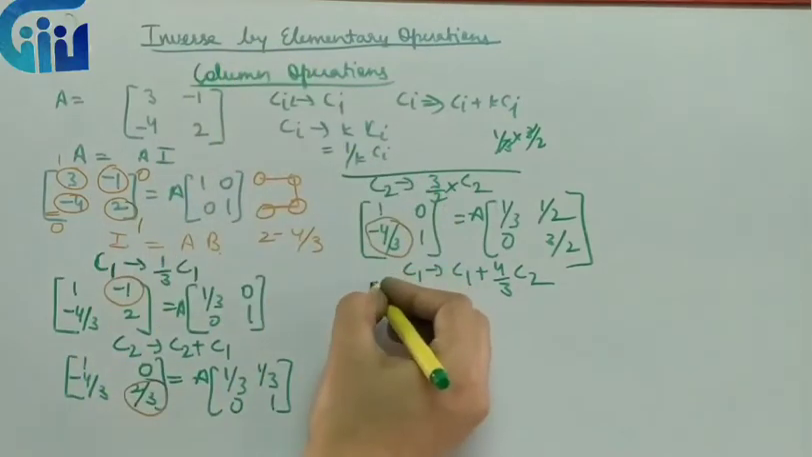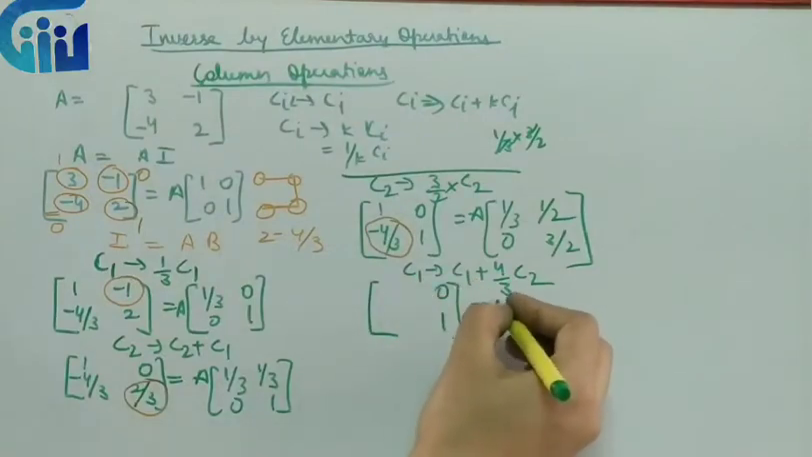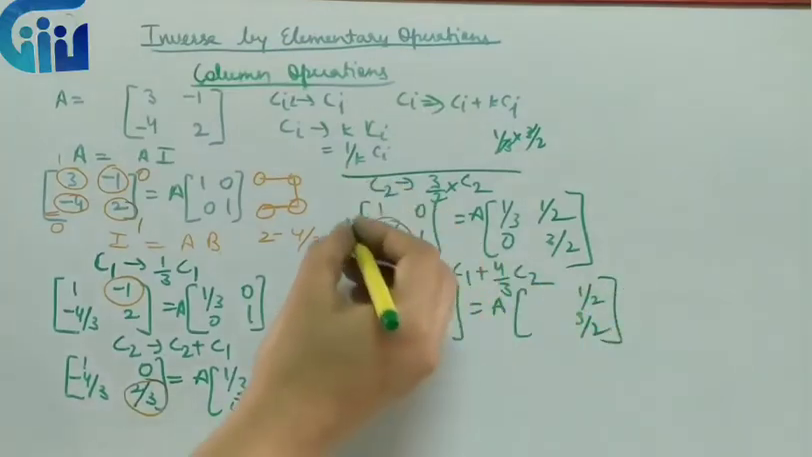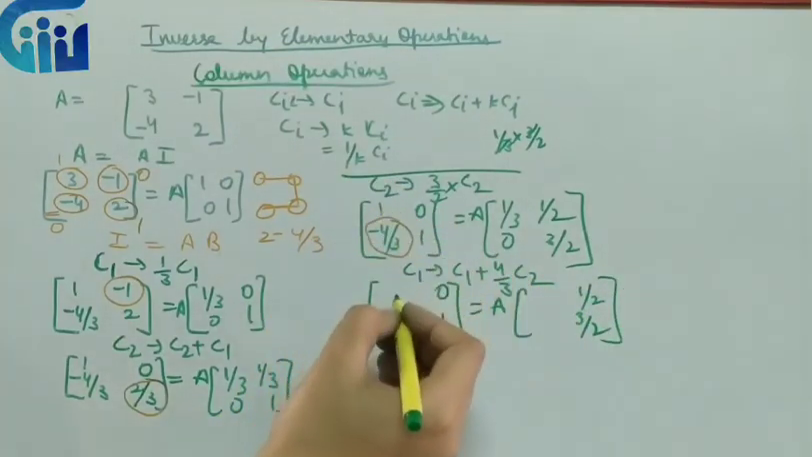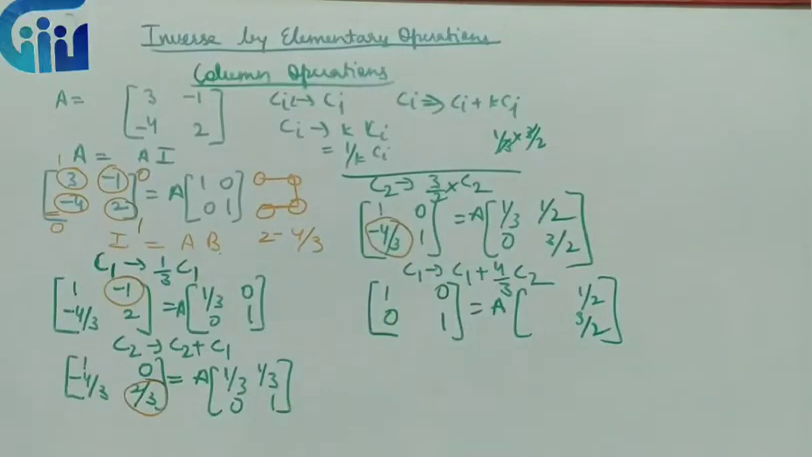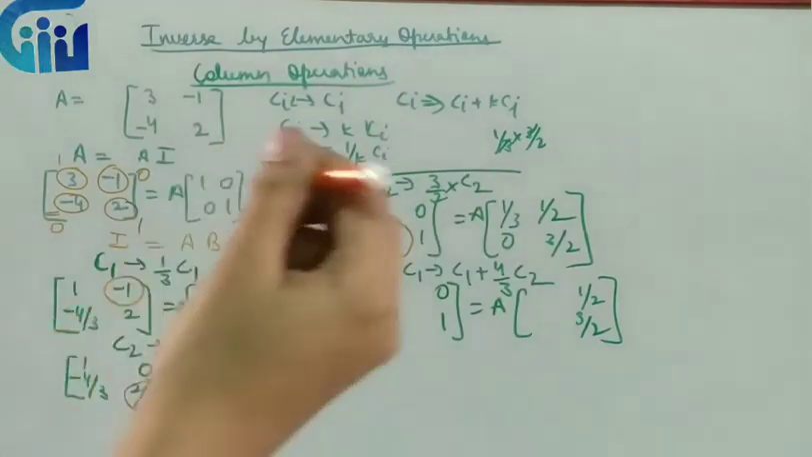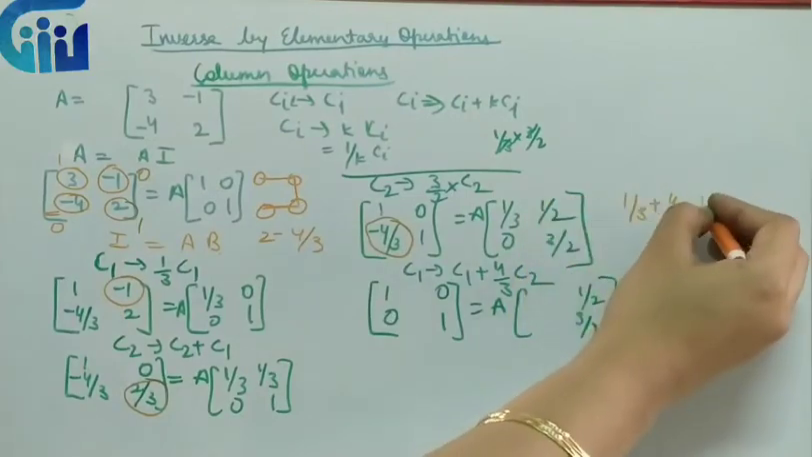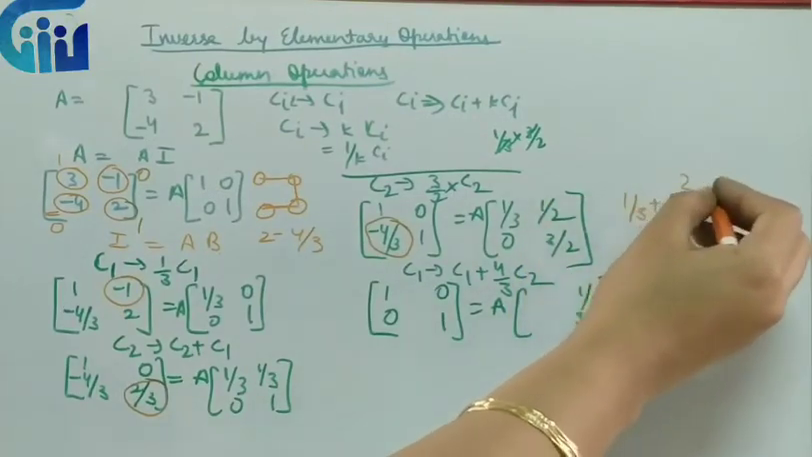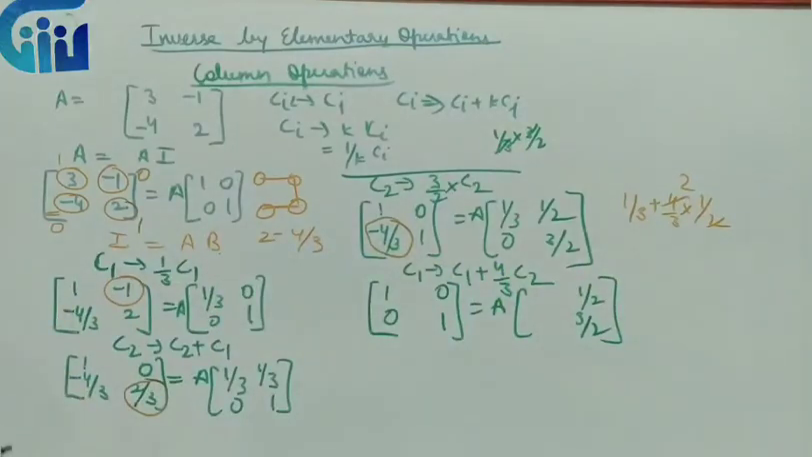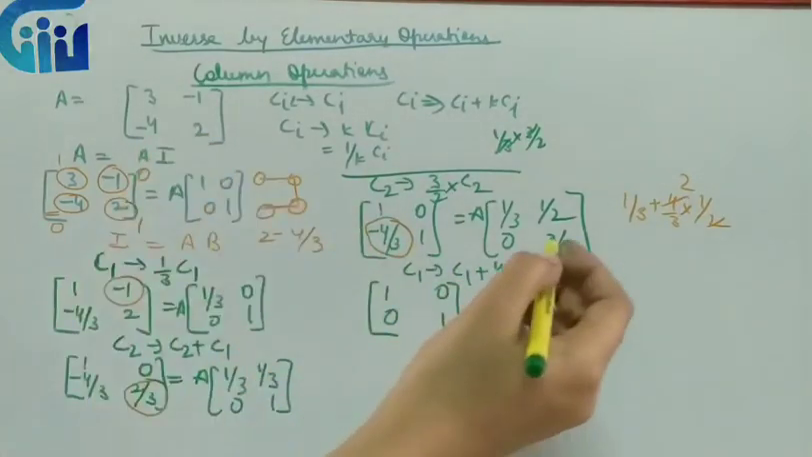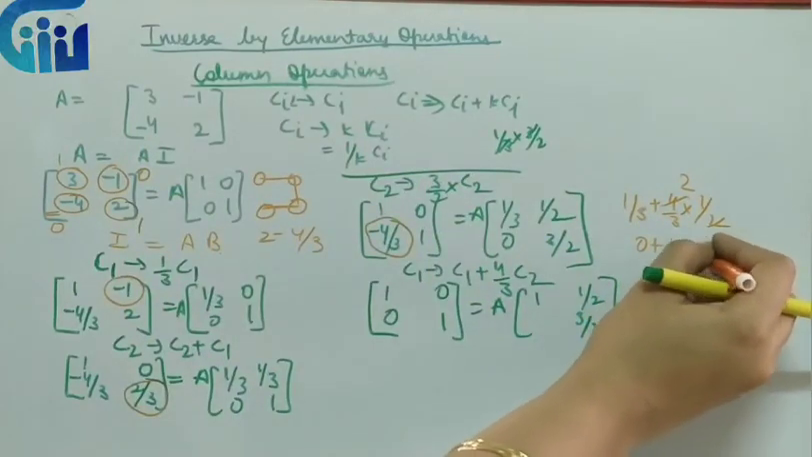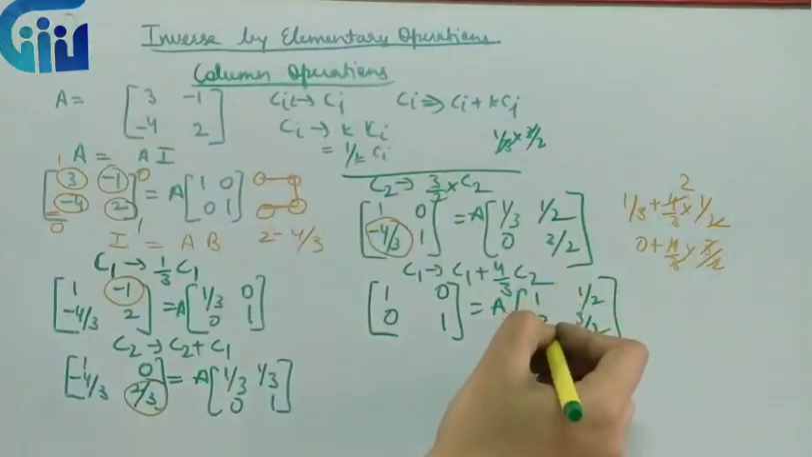So now let's quickly change this. C2 is the same, so I will write it as it is over here also. Now this is C1 plus this, so this will not change, and I will directly write it. Over here, let's quickly do the calculation. 1 by 3 plus 4 by 3 of C2, which is 1 by 2, so this is 1 by 3 plus 2 by 3, which is 3 by 3, that is 1. Next is 0 plus 4 by 3 into 3 by 2, so this is again 2.